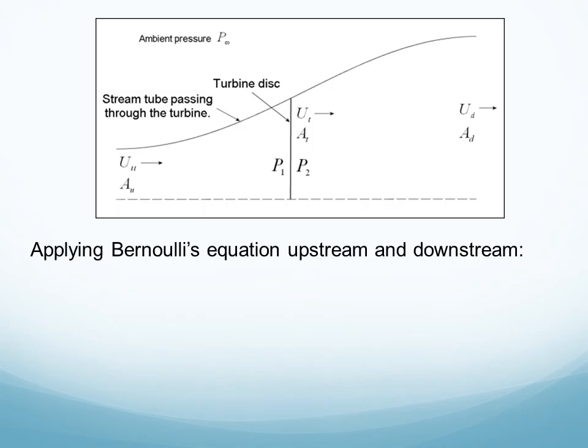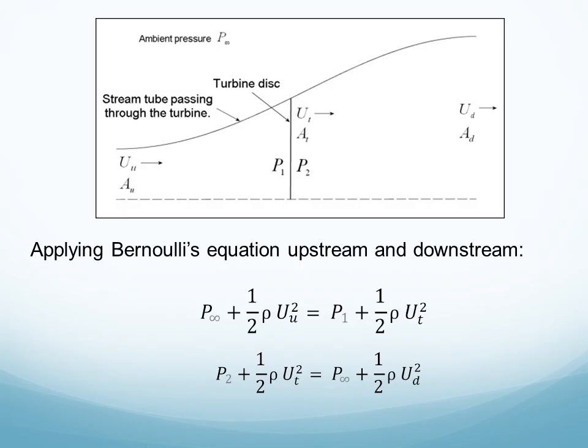The next step here shouldn't be a surprise to anyone in fluid mechanics. We're going to apply Bernoulli's equation between the upstream flow and the turbine flow, and between the turbine flow and the downstream flow, and we're assuming here that elevation changes are negligible, and so there's no z term. So the next step we're going to do is add these two equations together.